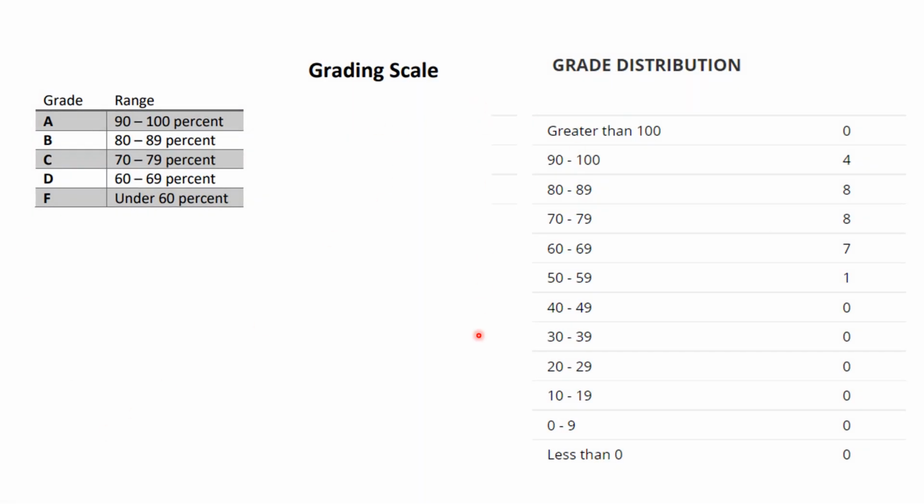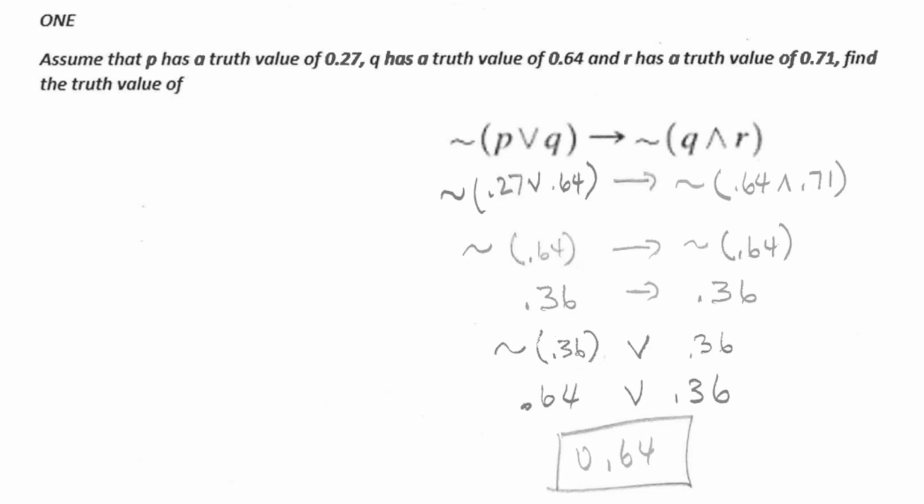People did reasonably well on the test. This is your grading scale, and this is how people did. You can see that 4 people scored in the A range, 8 scored in the B range, 8 scored in the C range, and some scored below that. Again, there's much opportunity to improve your scores as we go forward. Let's go through the problems quickly.